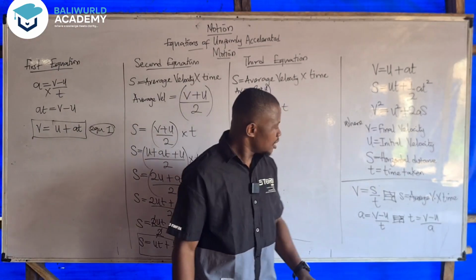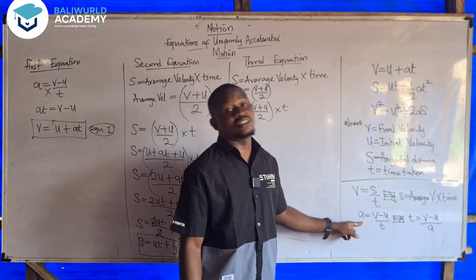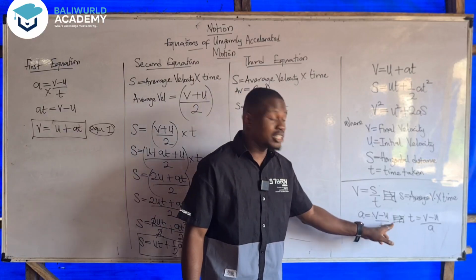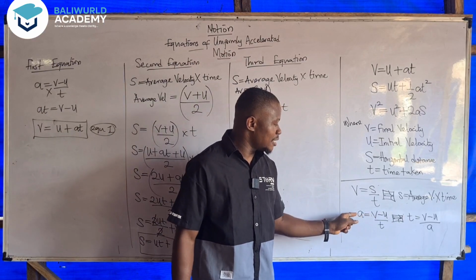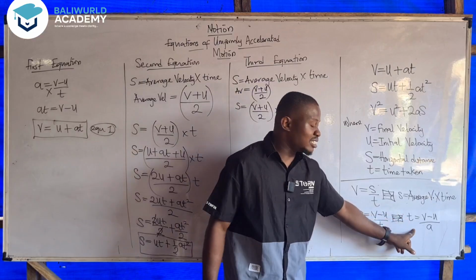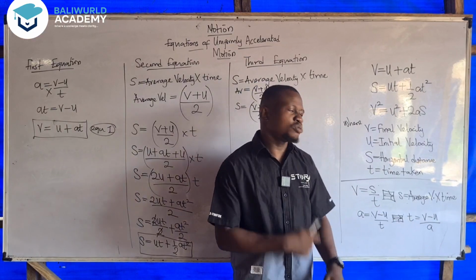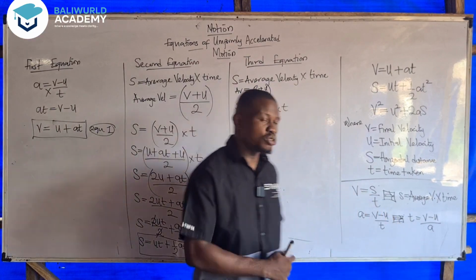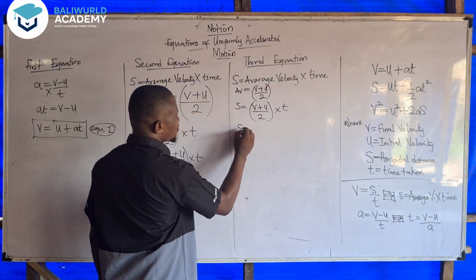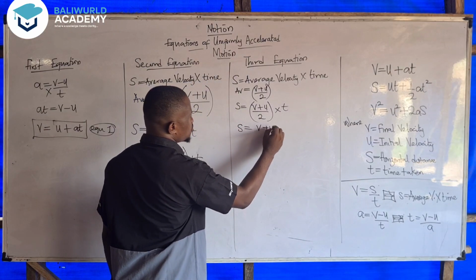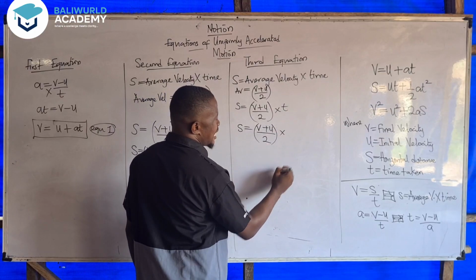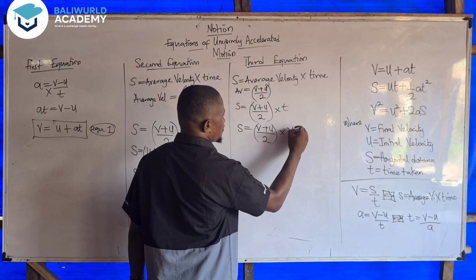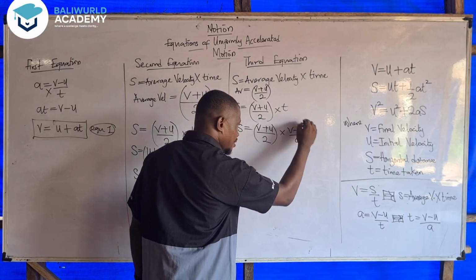This is where we started from. Remember, I told you that I can alter my formula of acceleration, which is equal to the change in velocity over time. I can make t the subject of the formula: I cross multiply, bring a downwards, and bring t. I have t equals v minus u over a. Now we substitute the value of t into the equation. Now watch me. S is equal to v plus u divided by 2 multiplied by the t value, which is now v minus u divided by a.